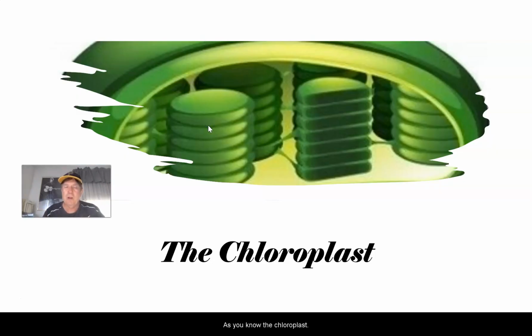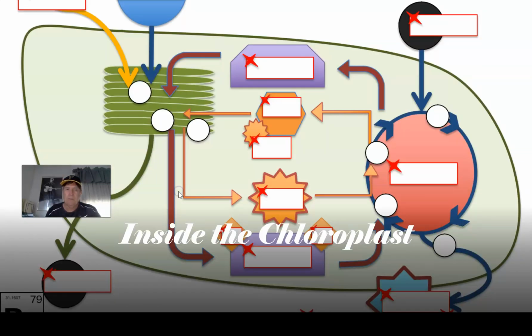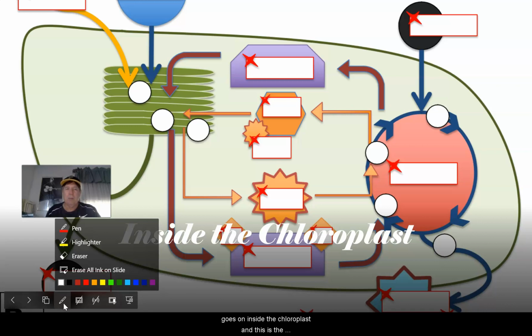As you know, the chloroplast is an organelle found in plant cells that's essential to photosynthesis. There's actually two parts to it. There are these poker chip things that are called the thylakoid, and they're floating around in this fluid known as the stroma.